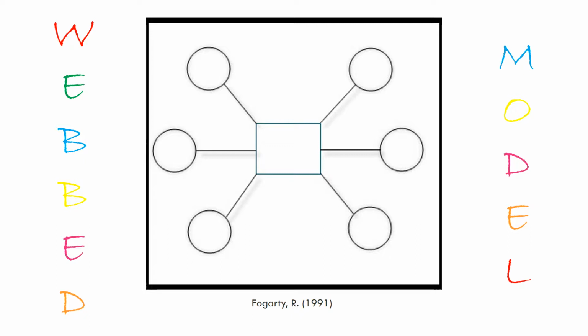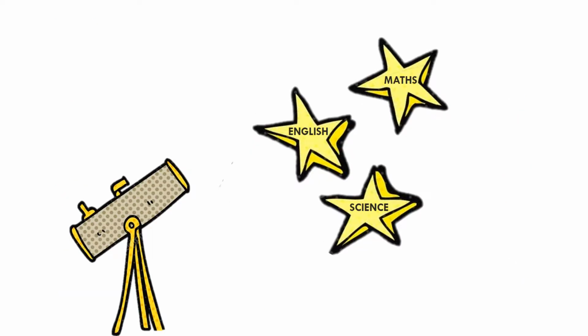One of these, the webbed approach, is taking a single topic and connecting different aspects of the curriculum to that one topic, creating a web of learning, encouraging children to make connections. Fogarty described this method as if looking through a telescope. What were originally individual subjects have now come together in a constellation of web learning.